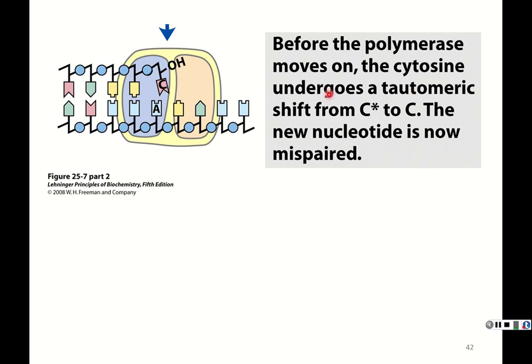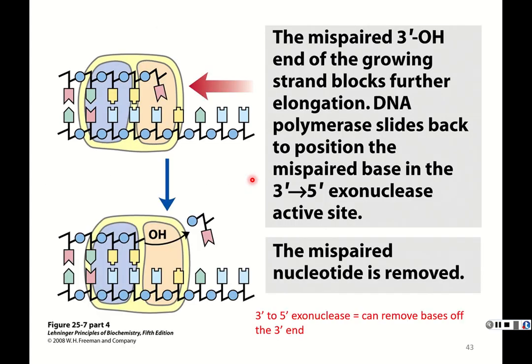Okay. Before the polymerase moves on, this cytosine then undergoes that shift back to the regular form of C. The nucleotides then are now mispaired. Okay? And the enzyme kind of senses it because it moves it back into that exonuclease site, and that mispaired base pair can then be cleaved. Right, so that bond is cleaved, and then it removes that base on the 3' end, and then this can be shifted back into the polymerase site where the correct nucleotide can then be added.